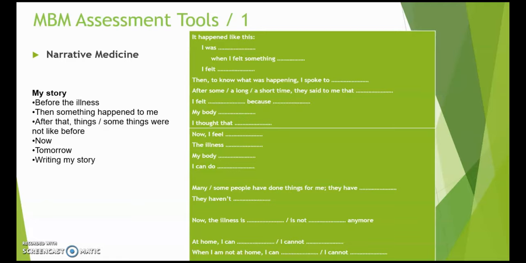So this is a very long assessment model that you can find in the textbook, but in this slide I only quoted some elements. So my story: before the illness, then something happened to me, after that some things were not like before, and then now, tomorrow, and writing my story. Now, those are all sentence starters, okay? And on the right side, you can see a diagram here with added elements. So it happened like this: I was, dot, dot, dot, when I felt something, dot, dot, dot.